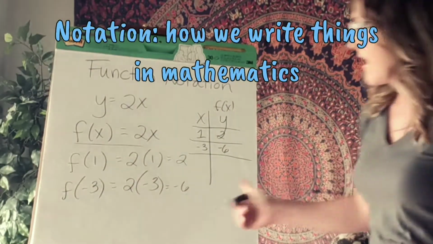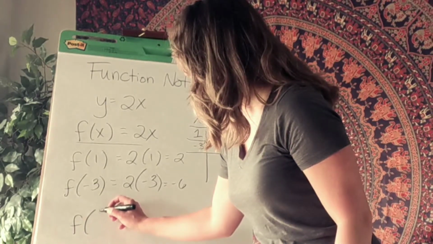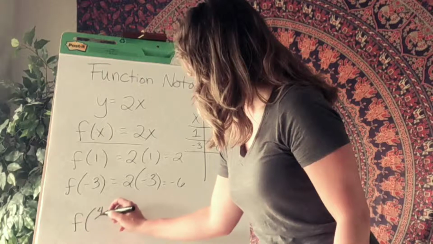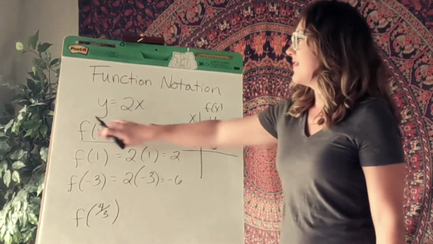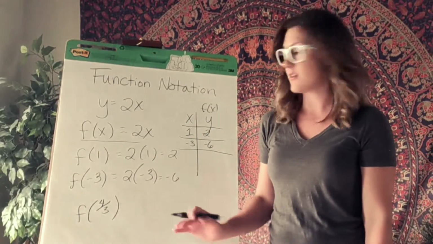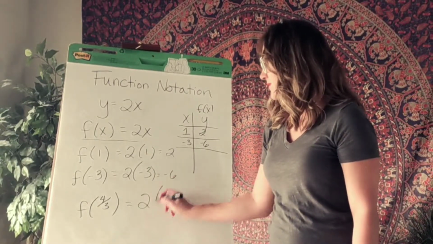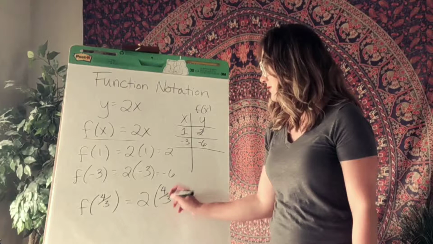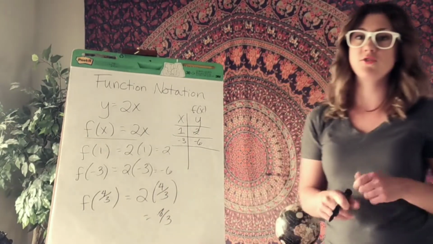So if you are asked in a question to find f of, let's do a fraction this time, let's say 4/3. Okay, they want you to evaluate this function at an x value of 4/3. That's what this notation means. So again, all we need to do, 2 times 4/3, which is 8/3. That would be your solution at that x value.